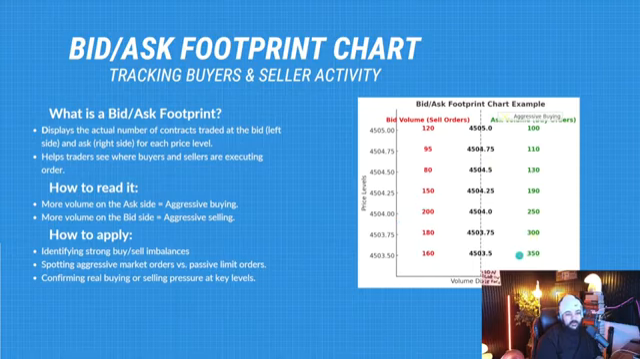On this one, you can see there are aggressive buyers compared to the bid side, meaning that the price is being pushed up. Identifying strong buy and sell imbalances is something you need to understand, by being able to see that buyers are more aggressive here, spotting aggressive market orders versus passive limit orders, and confirming real buying or selling pressures at key levels. Remember, when you're trading order flow, you're using this as a confluence. You need to see how it reacts off your already existing levels or zones, and then see if the sellers are stepping in or if buyers are aggressive, vice versa.